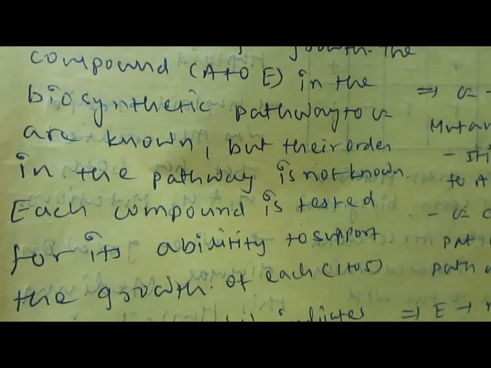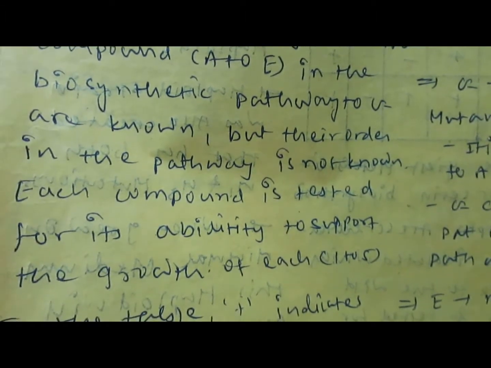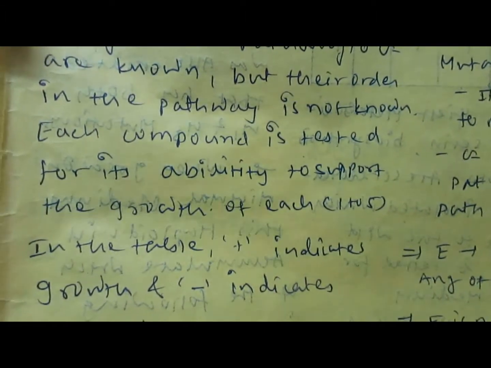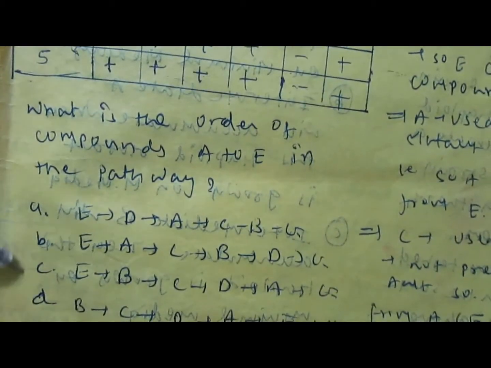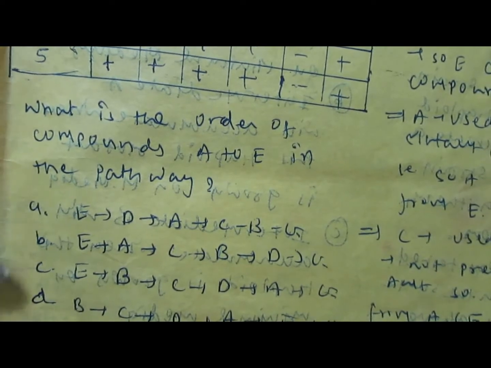So each compound is tested for its ability to support the growth of each mutant. In the table, a plus sign indicates growth and a minus sign indicates no growth. The table is given, and from this table we have to find out the order of the compounds from A to E. So these are options A, B, C and D.